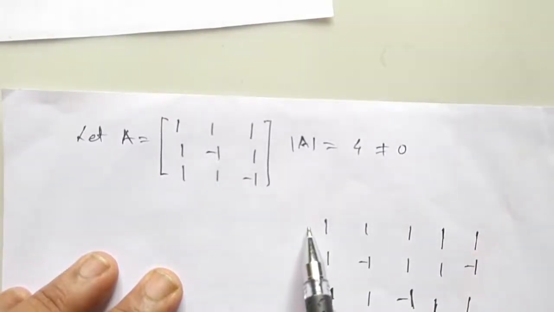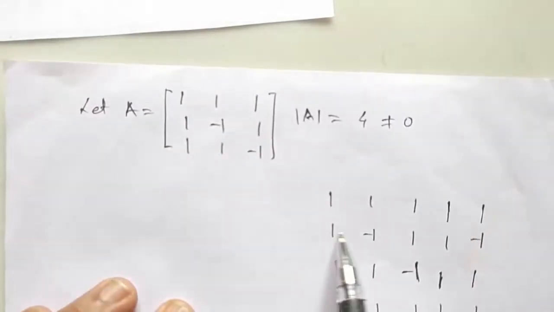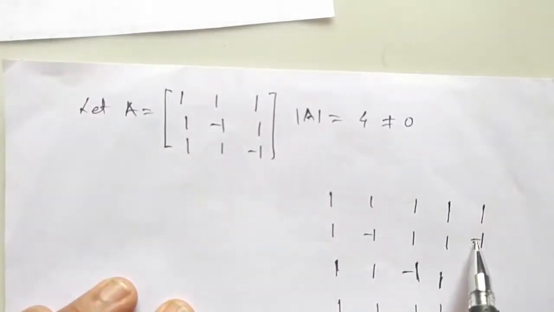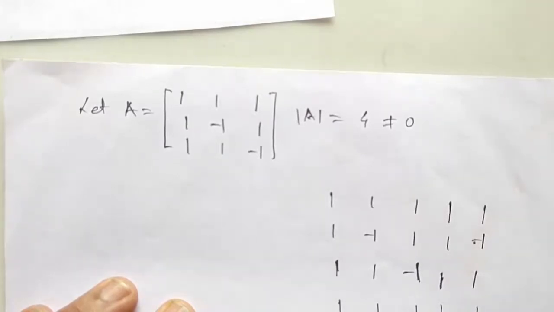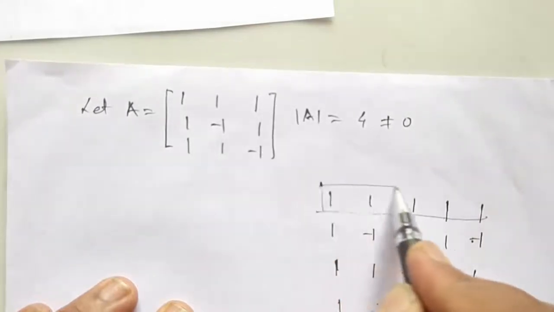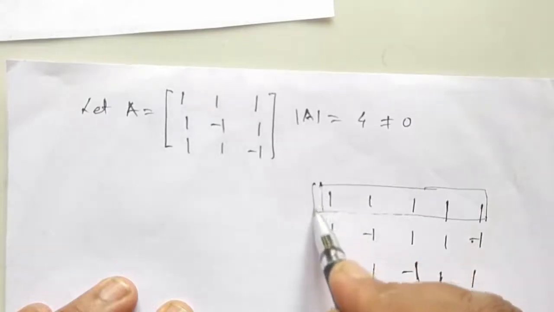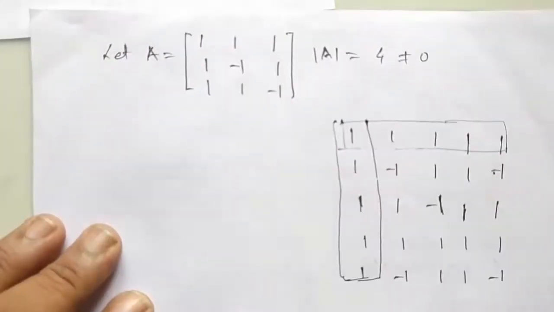Now again repeat the row number 1 below the row number 3: 1 1 1 1 1. Again repeat the second row below the fourth row: 1 minus 1 1 1 minus 1. Now remove the first row and first column.